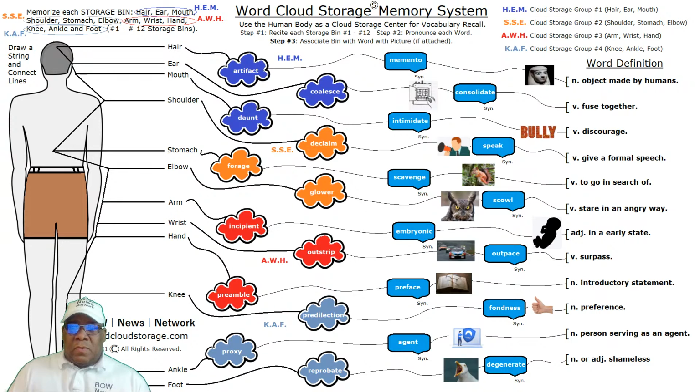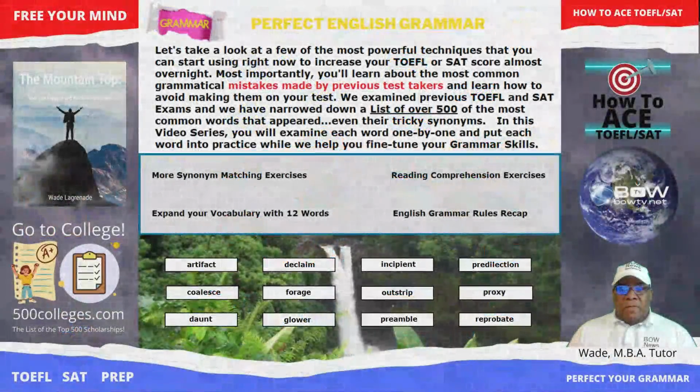And if we can quickly go over just looking at the word definitions itself: artifact, object made by, coalescence, fused together, daunt, bully or discourage, declaim, speech, forage, squirrel, glor, scowl, owl, incipient, and that would be embryonic, early stage, outstrip, NASCAR, preamble, preface, introductory statement, predilection, that was a preference with a thumbs up, proxy, agent, and then reprobate, shameless. So there we have 12 words that you can use picture to word associations and firmly implant them in your memory as you go forward. And that covers the 12 words we're working on.